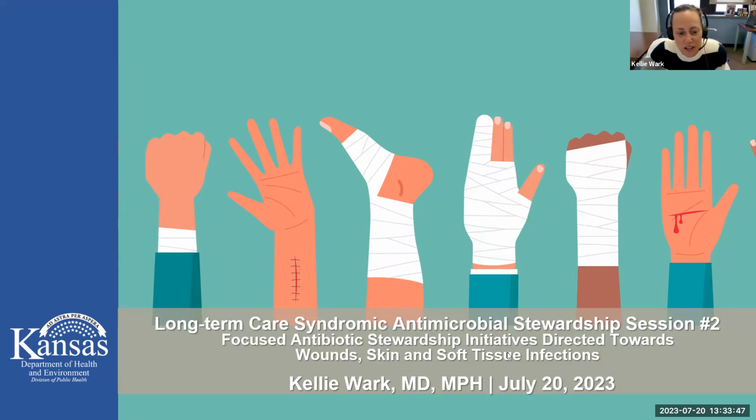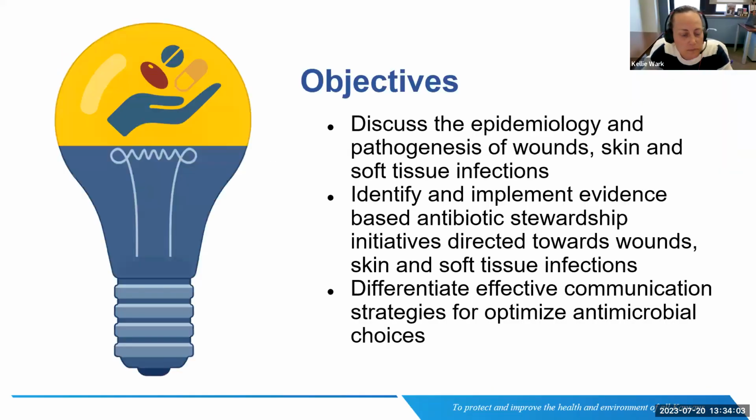Okay. So today we're going to talk about focused initiatives for skin, soft tissue infections, and wounds, and improving antibiotics around those. First, we're going to go over some of the epidemiology of wounds and skin and soft tissue infections, but the bulk of the discussion will be identifying some stewardship initiatives to improve our antibiotic use directed towards those types of conditions. We're also going to talk about some effective communication strategies on how to improve the ability to optimize our antibiotic uses for these conditions.